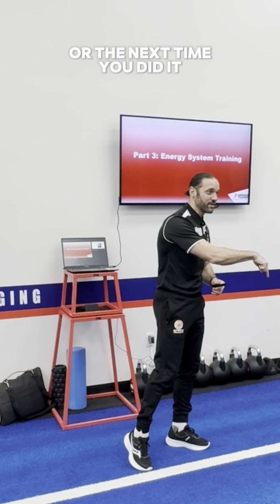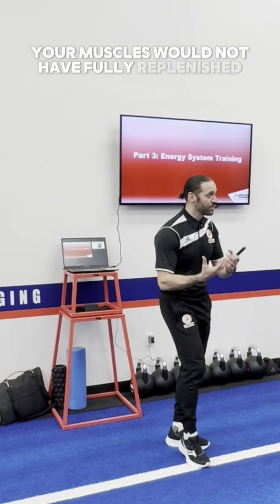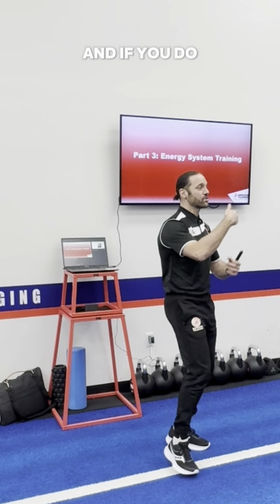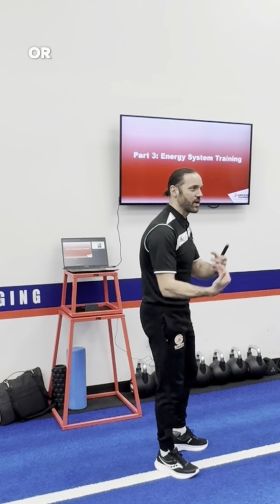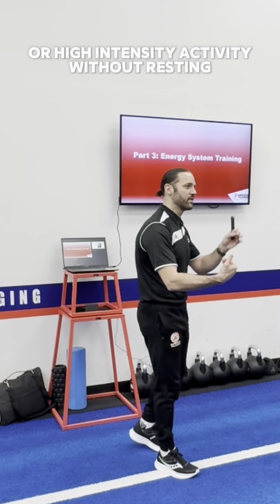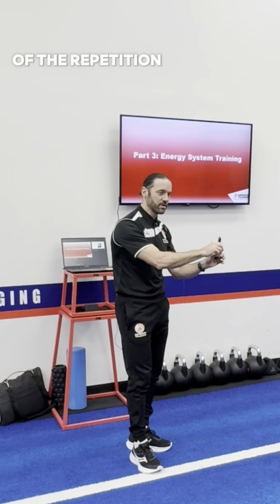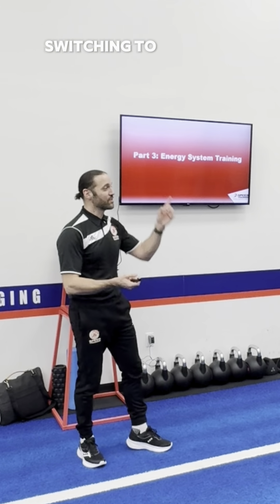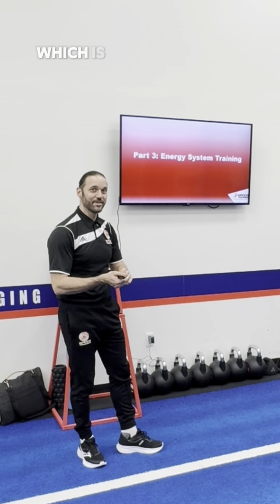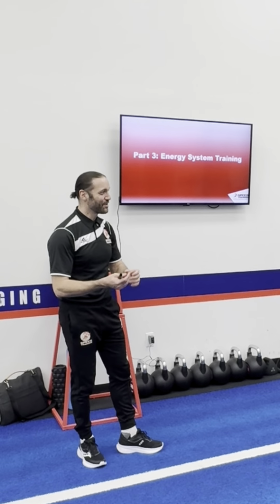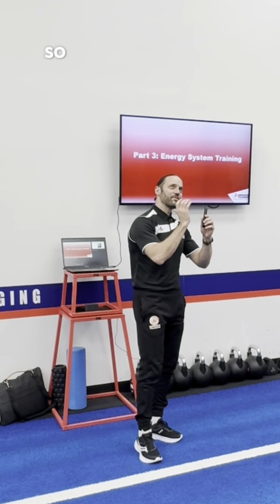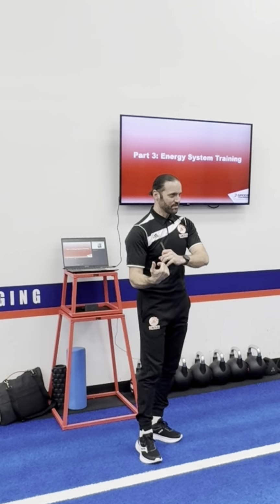of rest. Or the next time you did it, your muscles would not have fully replenished the creatine, and you'd probably move a little bit slower. And if you do subsequent repetitions of sprints or high intensity activity without resting 5 to 10 times the length of the repetition, eventually you're out of creatine and you're going to start switching to the next way that we make ATP, which is the breakdown of glucose, glycolysis. Okay? So that's where we're working anaerobically.